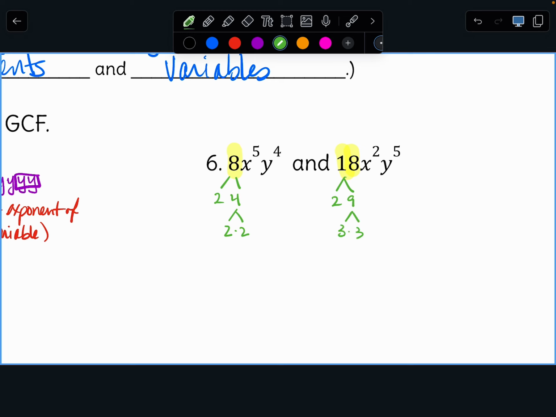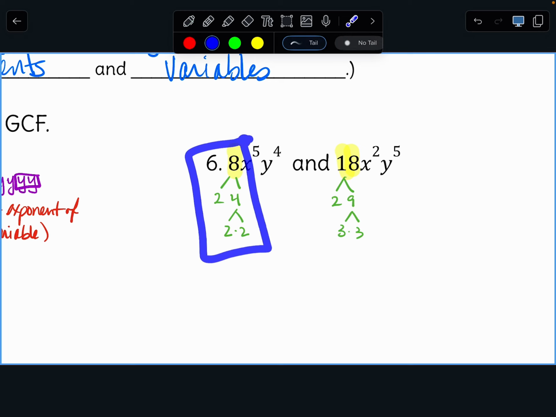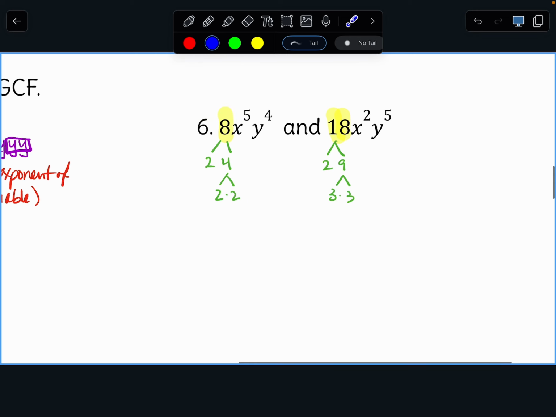Anybody remember what this is called? This has a name. What's it called when I break them down like that? It's called a factor tree. So you did that in, I don't know, 6th and 7th grade. So what's the number they have in common? 2. So I'm going to use this 2 and this 2. That's my GCF for the coefficients.